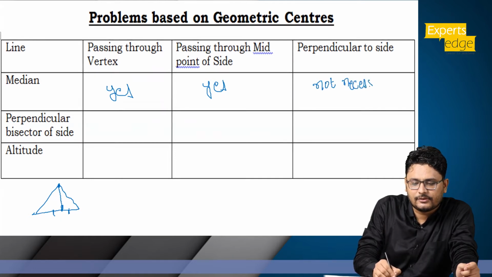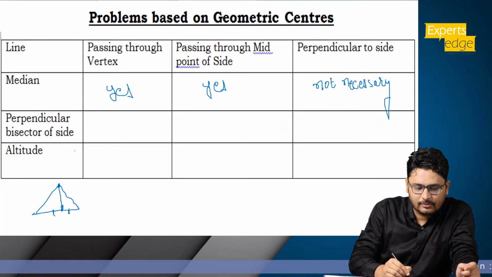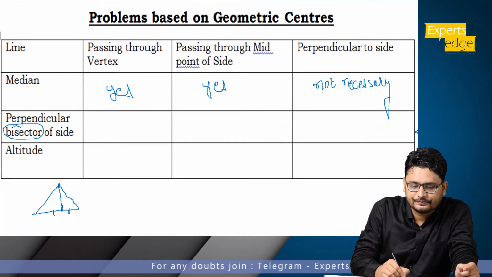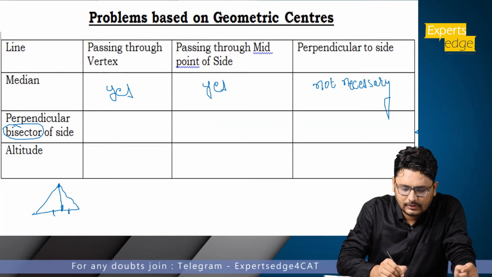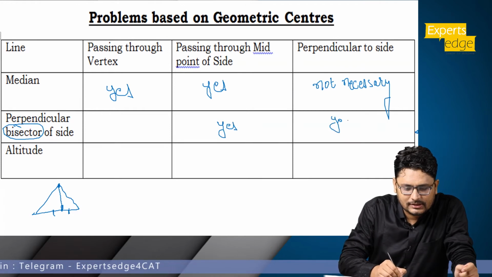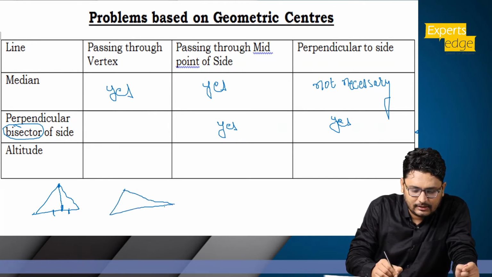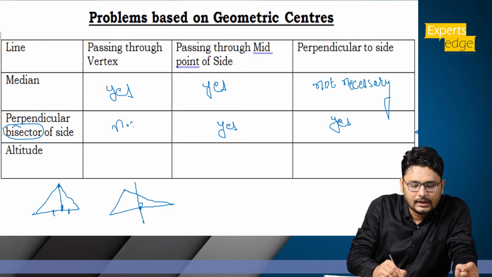It is not necessary. Similarly, if I say now the perpendicular bisector, does it bisect as the word suggests? Yes, pretty much, right? Now, is it perpendicular? Yes. Does it pass through the midpoint? Does it pass through the vertex? Not necessary. If I say this is my triangle and this is my perpendicular bisector, can you see, is it passing through the vertex? No. So again it is not necessary.